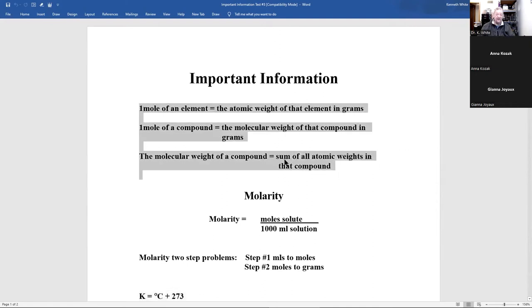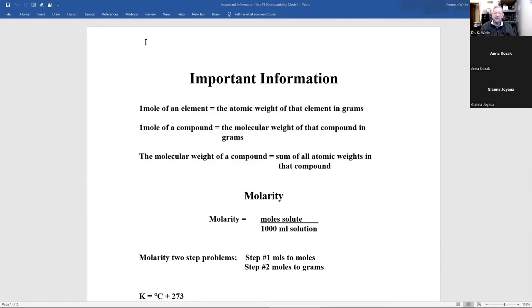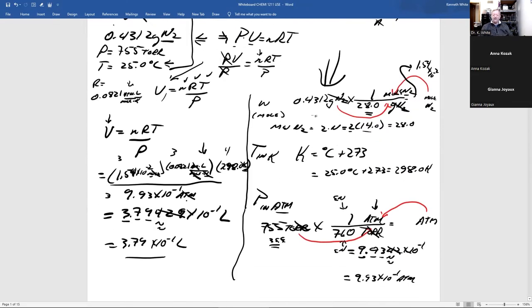That will be in the important information for quiz number 3, which I've got to change in this file. This is for test 3. There's no test 3. And here are the different ways, going from grams to moles. We use unit analysis. Use this formula to go from degrees C to Kelvin, and to convert from torr to atmospheres, we use the fact that one atmosphere equals 760 torr. And that's how you do it. Any questions on this?